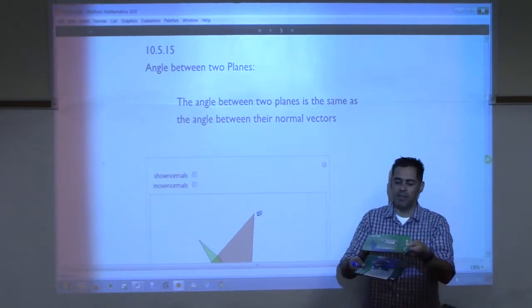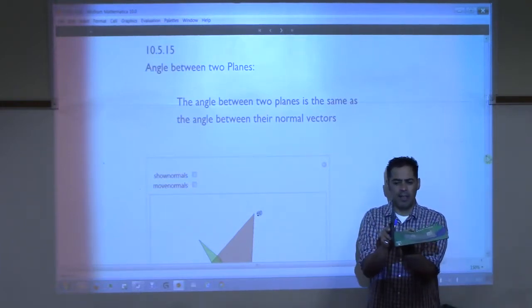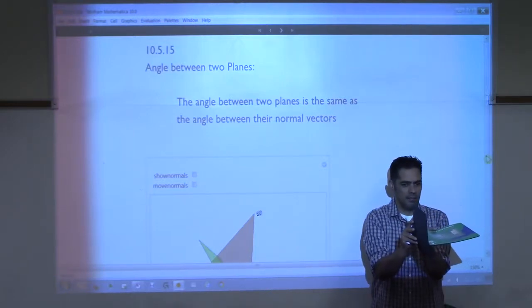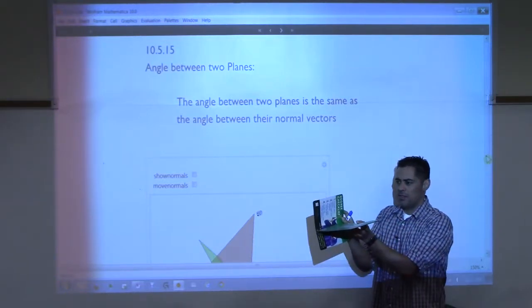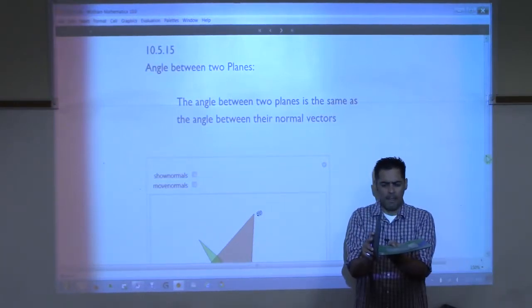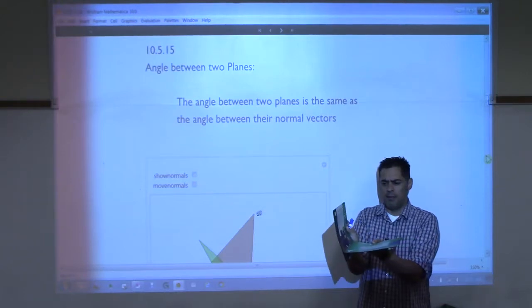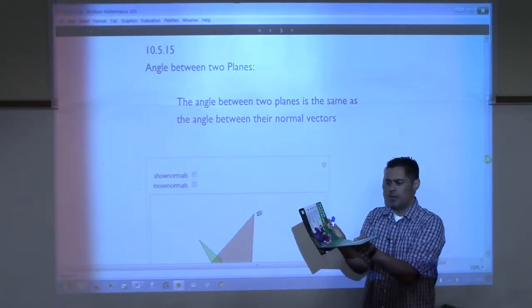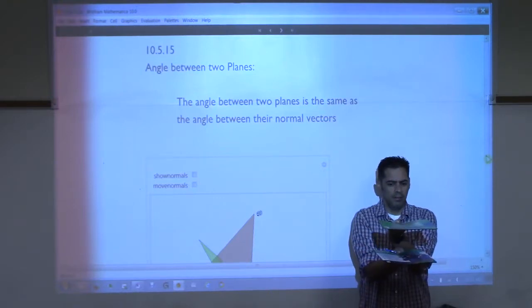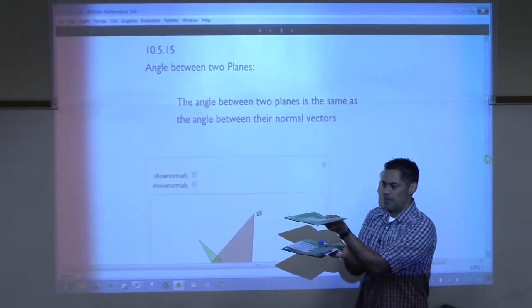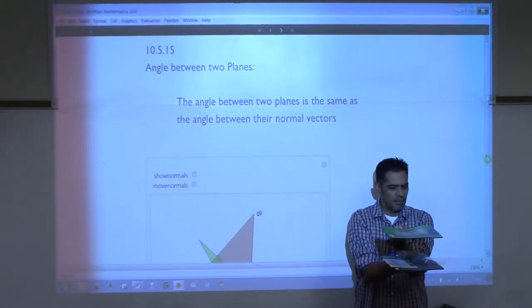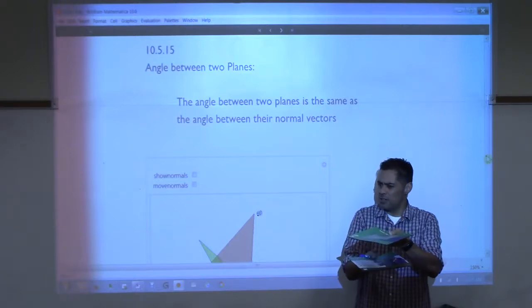Let me do this. This might be easier. If I have two planes that hit like this, what's the angle between them? 90 degrees. So these are orthogonal, aren't they? All right. What's the angle between them now? Is it getting bigger or smaller? Bigger. Okay. And then when I get to this right here, what's the angle between them? 0, right? They're kind of pointed in the same direction.